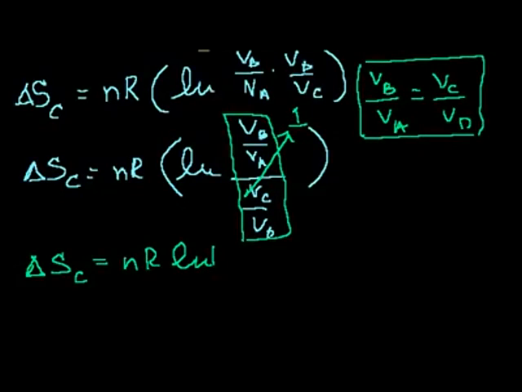What's the natural log of 1? E to the what power is equal to 1? E to the 0 is equal to 1. n times R times 0. I don't care how big or whatever, this is 0. So it equals 0.